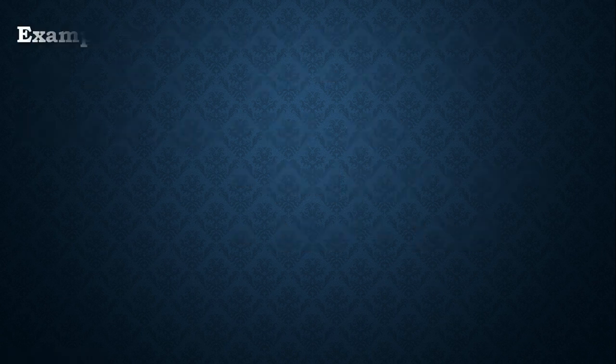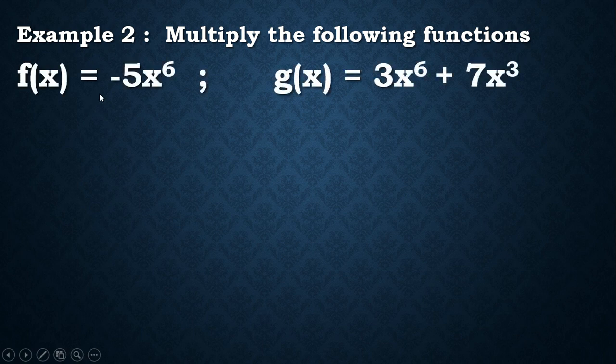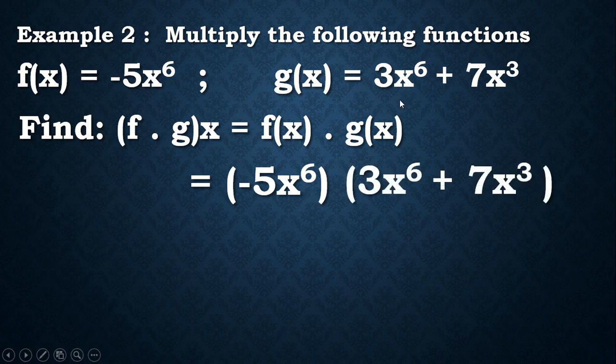Example number 2, multiply the following functions. f of x is equal to negative 5x to the 6th. g of x is equal to 3x to the 6th plus 7x cubed. Still, we have to find the quantity of f times g of x that is equal to f of x times g of x. First, we have to copy the f of x, which is negative 5x to the 6th. That will be multiplied by the g of x, which is 3x to the 6th plus 7x cubed.